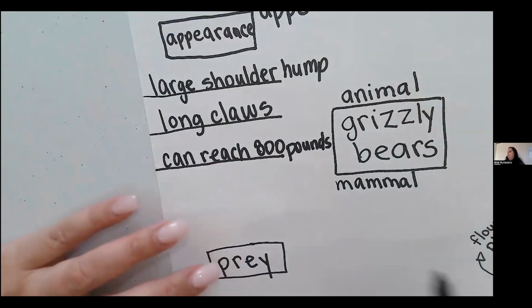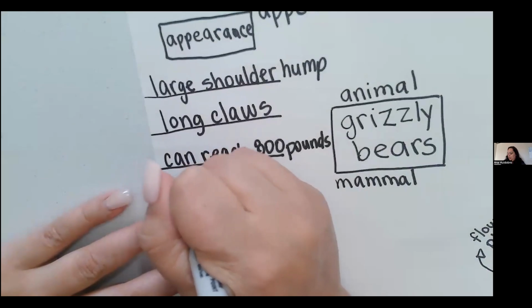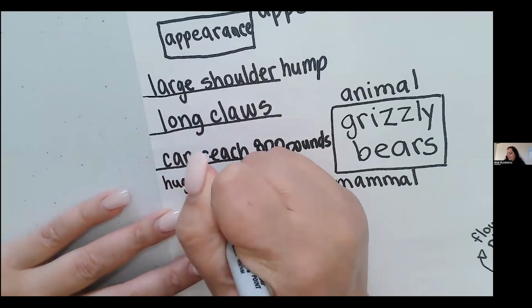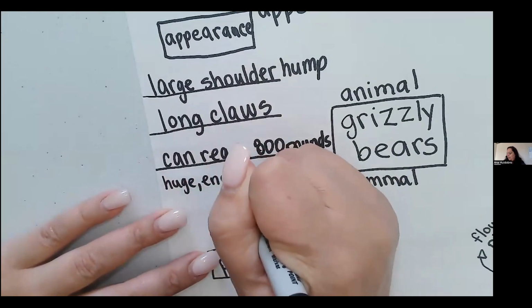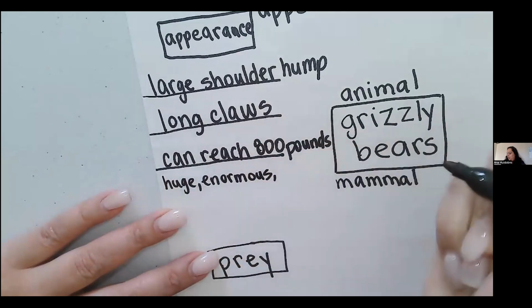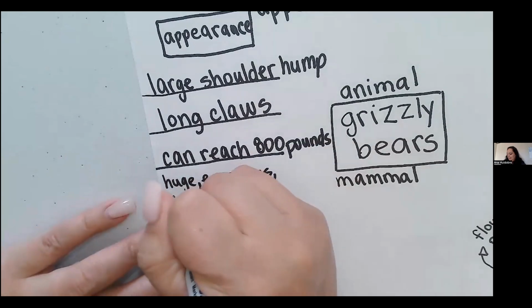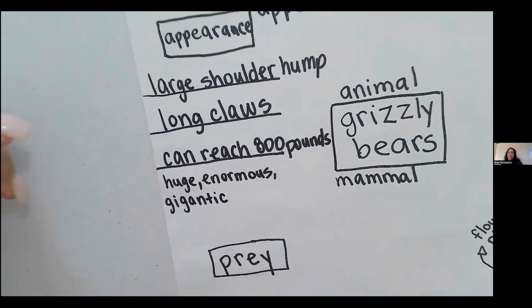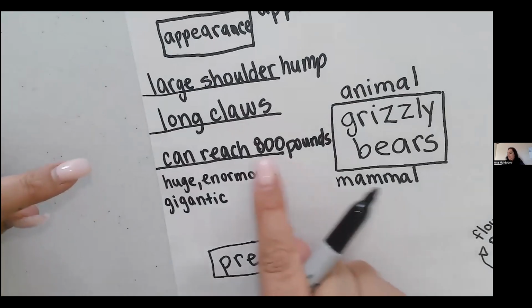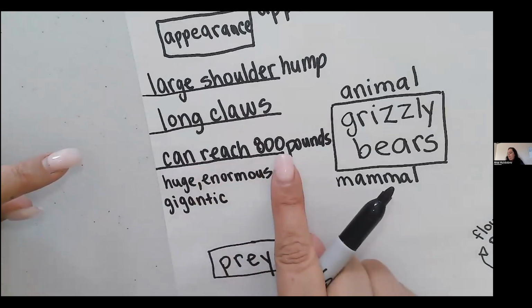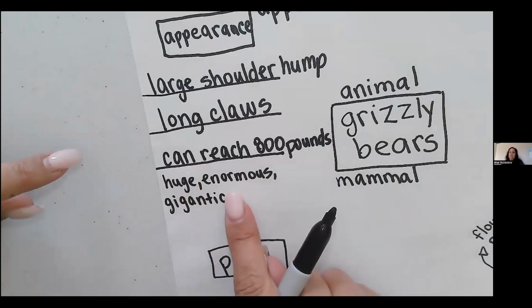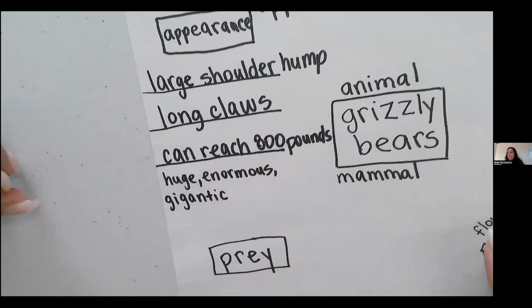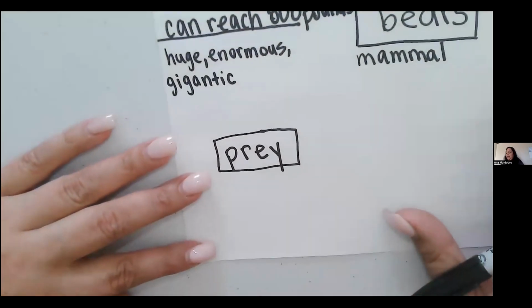Very good. Maybe you said things like huge, enormous. These are all synonyms, right? Gigantic, gargantuan. There's all kinds of synonyms for this, but definitely grizzly bears are huge animals. They're very big. And the last subject here is going to be the prey.